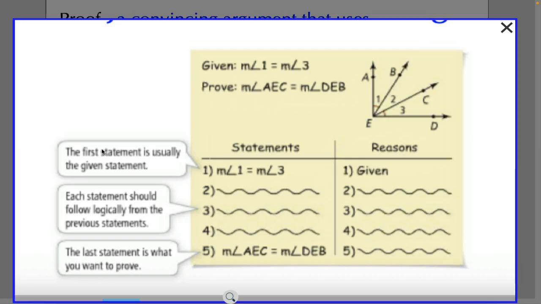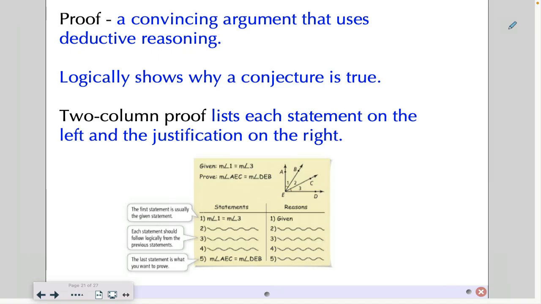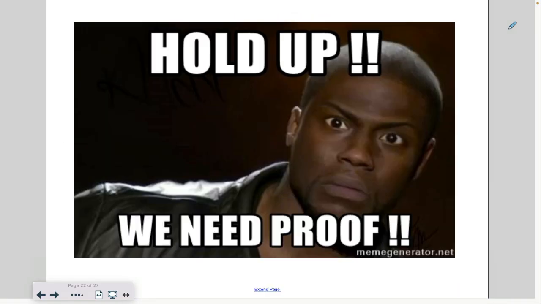The first statement is always going to be the given, and guess what the last statement is always going to be? What they ask you to prove. Okay, so the logic of that makes sense. The hard part is I'm going to throw some at you in the coming days, and you're going to be like, I don't know how to begin. That's a normal struggle. Okay, it's something you get a little bit better at. Okay, and the reasons are going to be definitions, theorems, all the kind of stuff we know.